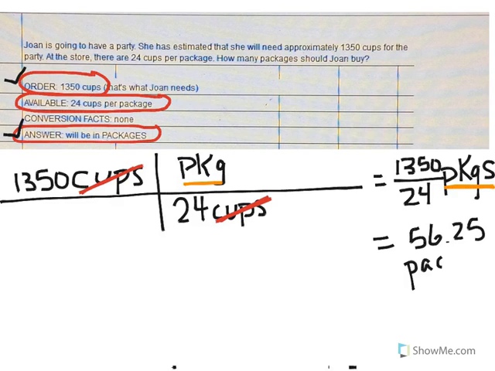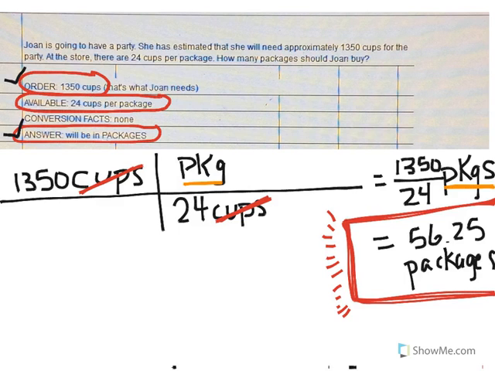Now we know it's not possible for Joan to go into the store and buy 56.25 packages, so she's going to have to decide if she's going to round that up or round that down. And that's our final answer.